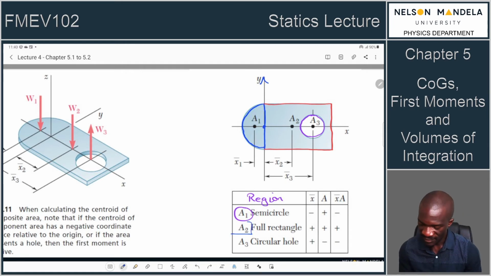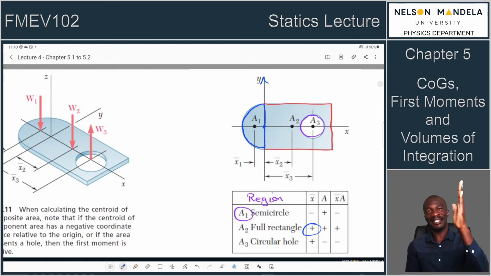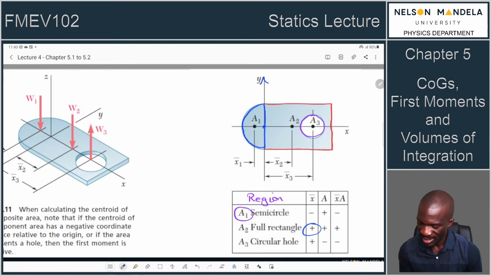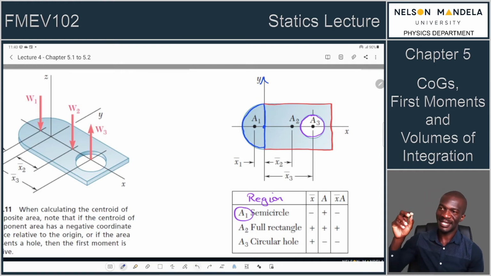The same applies for the second region, which is the rectangle. So it's a full rectangle, and its centroid is obviously half its length, and because it is conveniently located at the y-axis, then it's simply exactly half of its length. That is what gives us the x bar. Then the area is obvious, and then your first moment is actually positive.